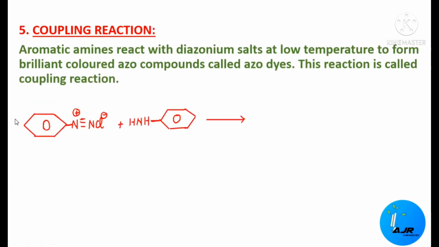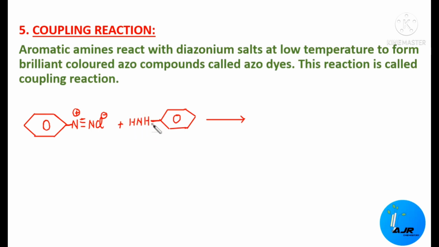The next important reaction is the coupling reaction. What do you mean by coupling reaction? Aromatic amines react with diazonium salts; benzene diazonium chloride is an example. Aromatic amines react with diazonium salts at low temperature to form brilliantly colored azo compounds called azo dyes. This reaction is called the coupling reaction. So this is aniline; I have split the NH2, writing the phenyl ring and NH2 like this.